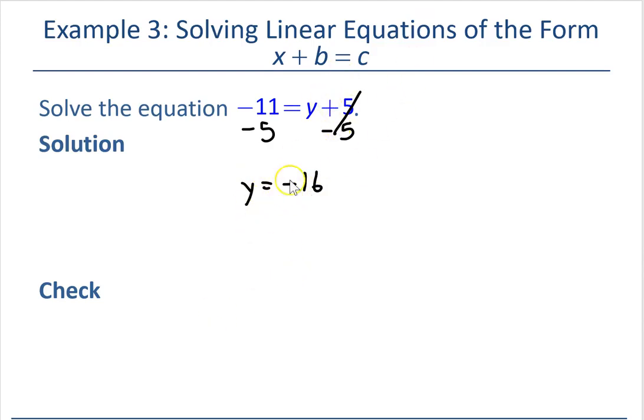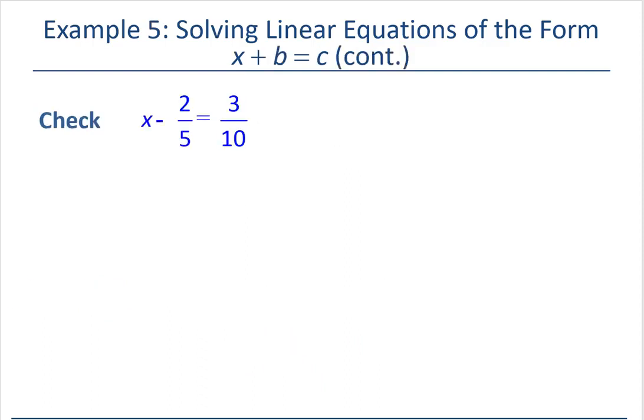Okay, let's take this y. Instead of y, we're going to plug in the negative 16, plus 5. And does that equal negative 11? Well, negative 16 plus 5, that's the same thing as saying 16 minus 5, which is 11. 16 has got the larger, and it's got the negative. So, yes, this checks out because this is going to equal negative 11 equals negative 11. So that works out great.